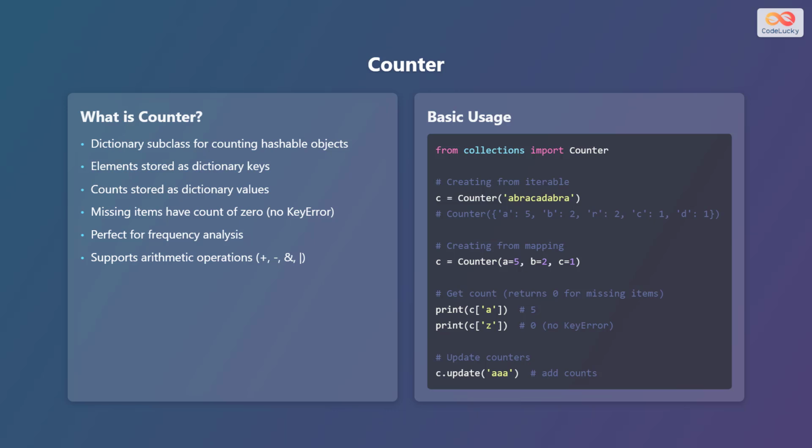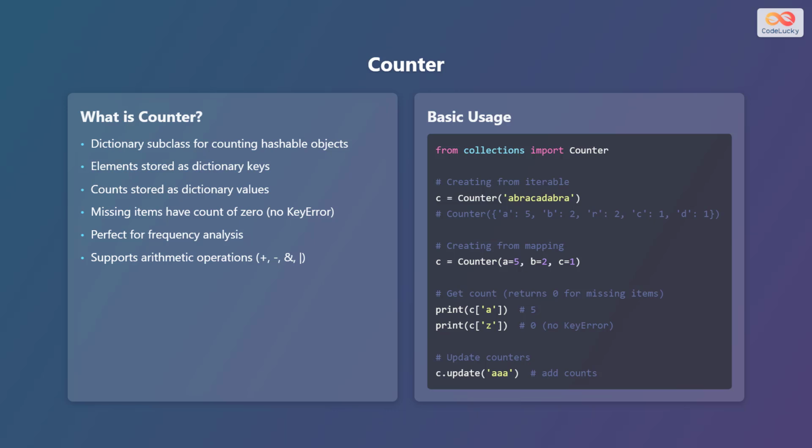Let's look at some basic usage. First, import Counter from the collections module. You can create a counter from an iterable, such as a string. Here we create a counter from the string abracadabra. This results in a counter where A has a count of 5, B has a count of 2, R has a count of 2, C has a count of 1, and D has a count of 1.